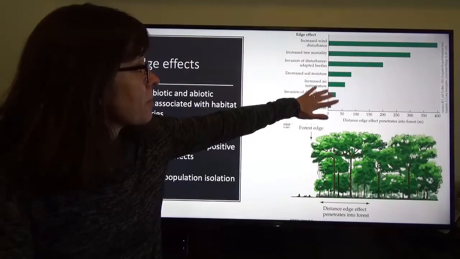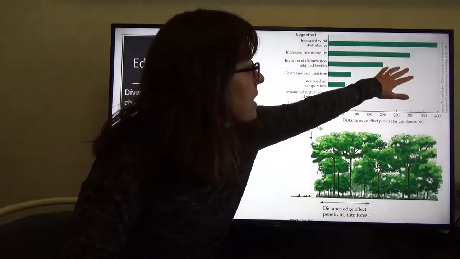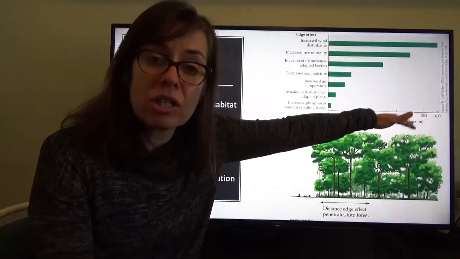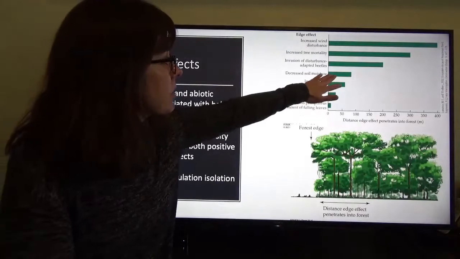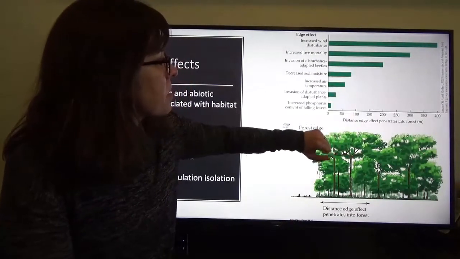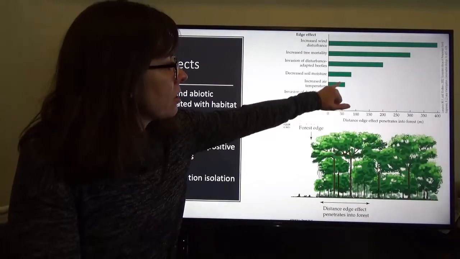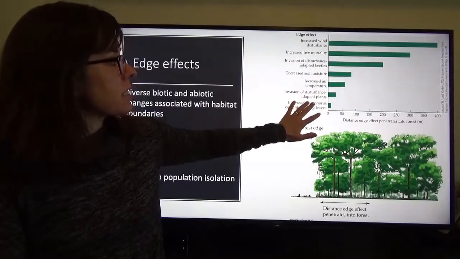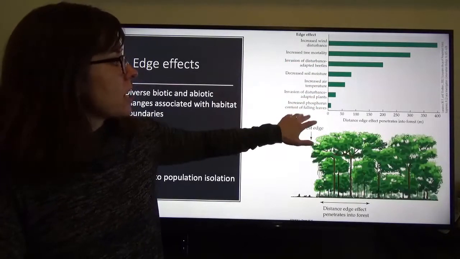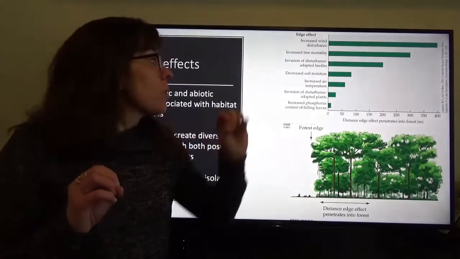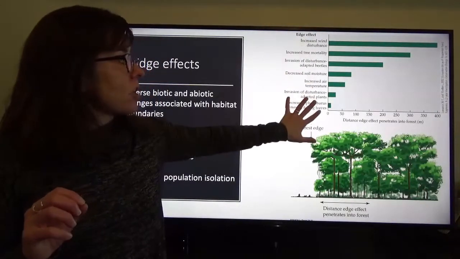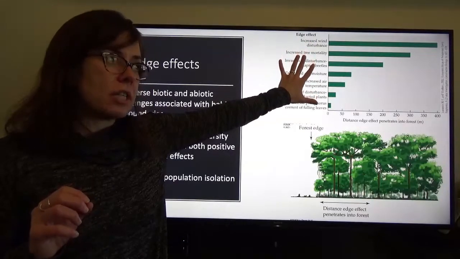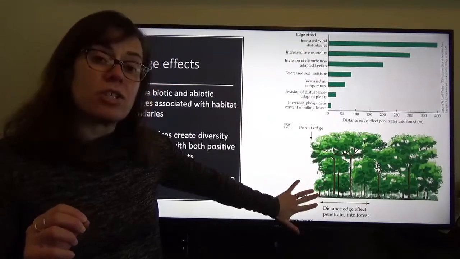Invasion of disturbance-adapted beetles. And you can see that these different things, these bars, indicate how far it penetrates into the forest. So wind disturbance penetrates almost 0.5 kilometer into the forest, right? Decreased soil moisture penetrates about 75 meters into the forest. Increased air temperature, about 60 meters into the forest. Invasion of disturbance-adapted plants. So we see this repeatedly, this invasion. So we have these various aspects of the forest conditions, and this is just a subset, that are altered when an edge is created.